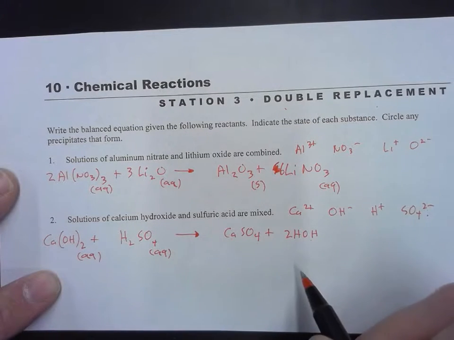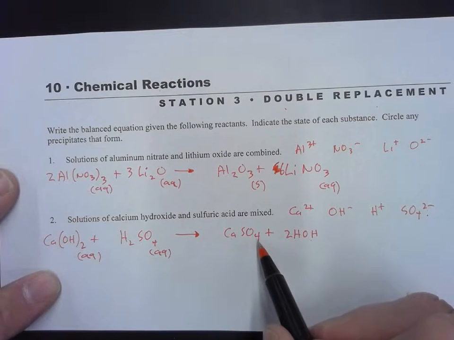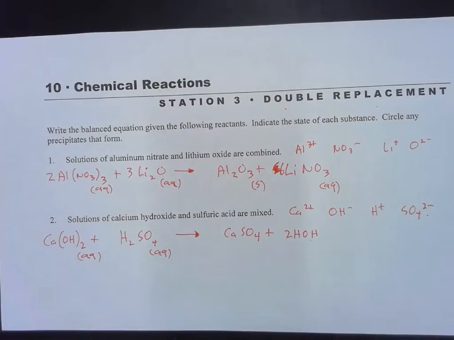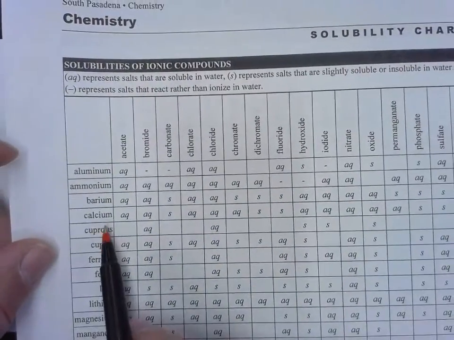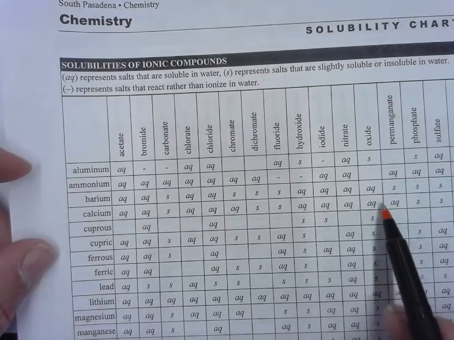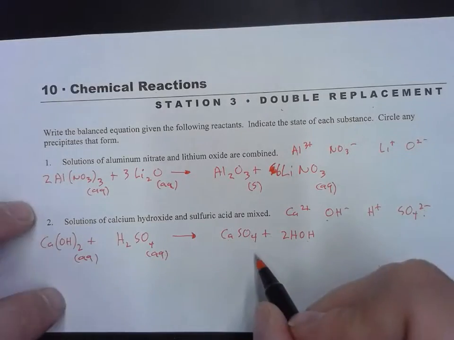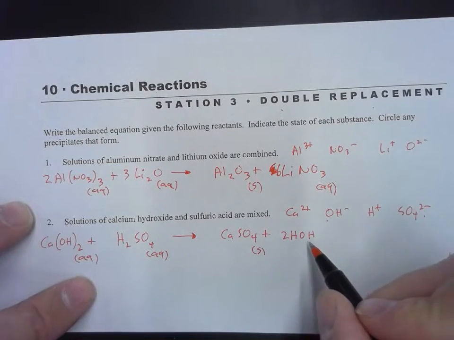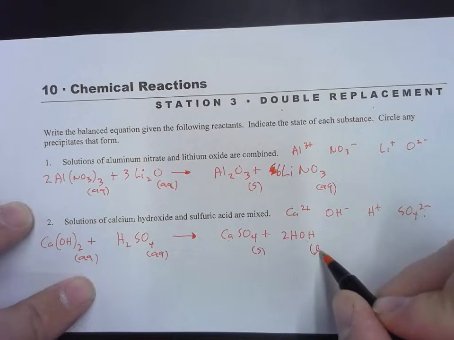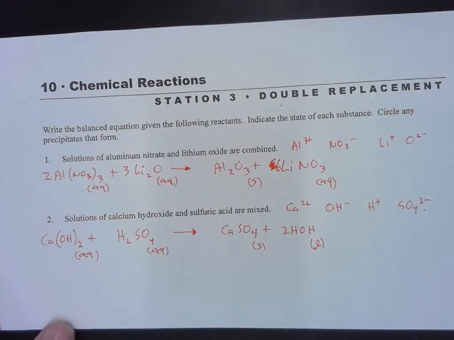Okay, calcium sulfate. Let's go ahead and look on our solubility table. Calcium sulfate does in fact form a precipitate, so we can write an S there. And H2O is a liquid, it's a pure substance. There you have that. Station 3 done.